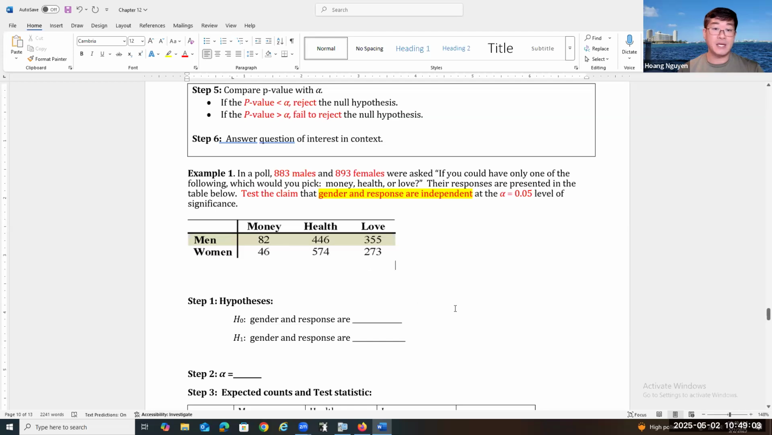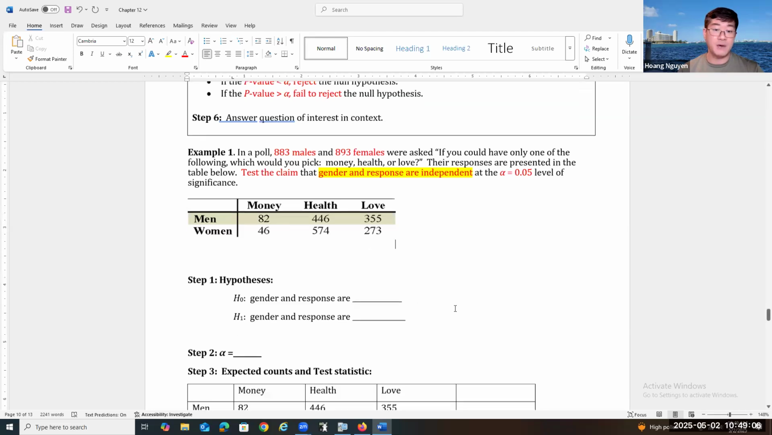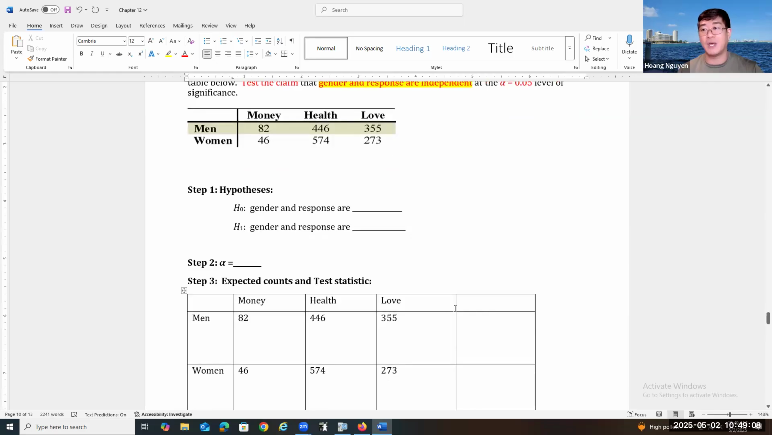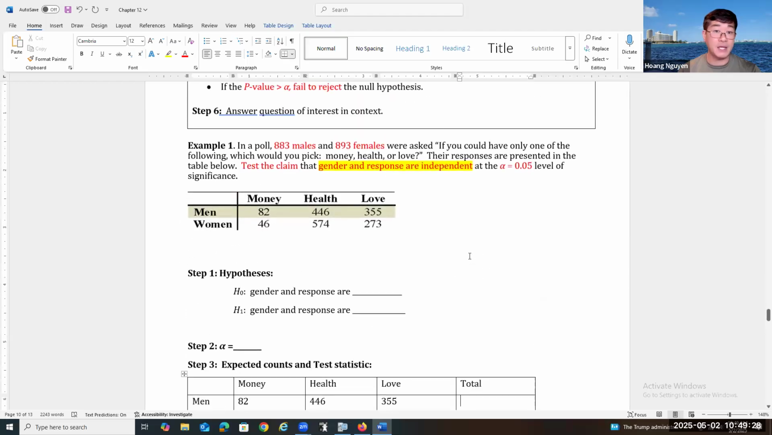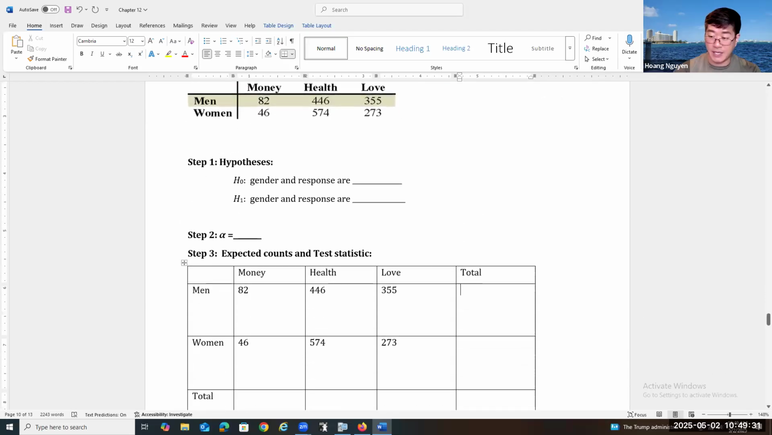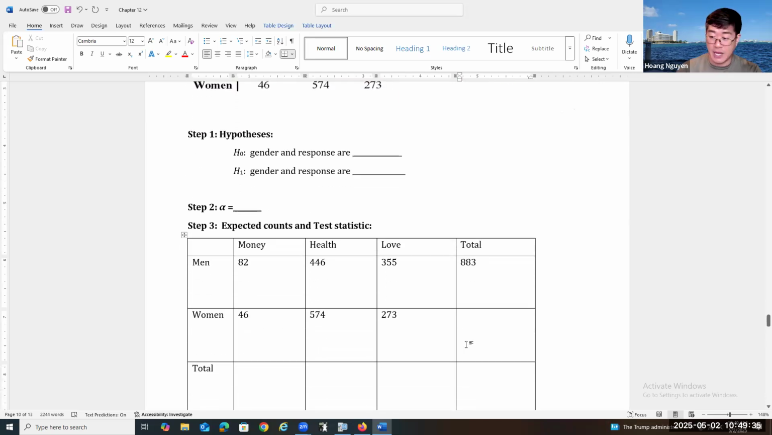So take a look at the expected values first, right? You might need to calculate the expected first to make sure that all of the conditions are okay. I just created tables in advance, so you can do this calculation one more time. I need to get the total for the row, and then the total for the column. For men, we have 883 in total, and for women, we have a total of 893.